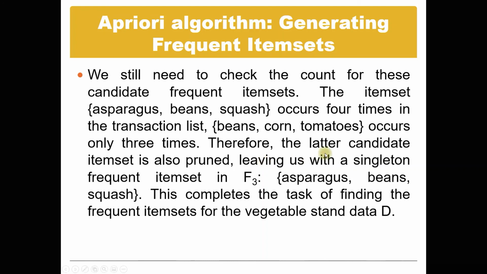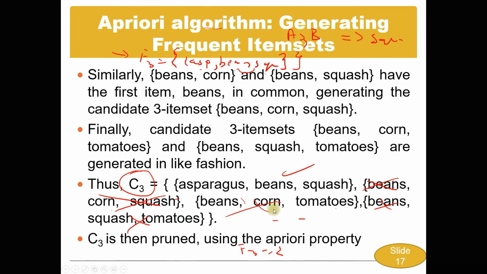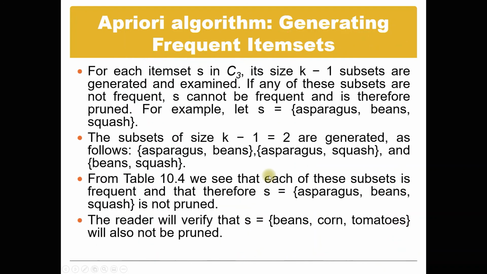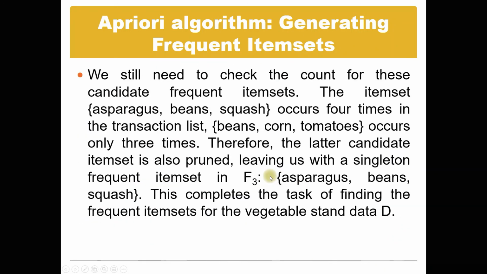So here we have what we call a singleton frequent item set. Singleton because we have only one frequent item set. As far as just asparagus, bean and squash, we don't have more than that. But if you add another one, let's suppose, as I said here, bean, corn, and tomato was also part of F3, then you would have derived rules as well. If buy bean and corn, then buy tomato. If buy bean and tomato, then buy corn. But here you have a singleton frequent item set.